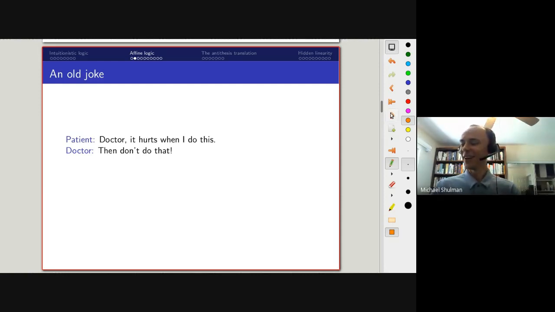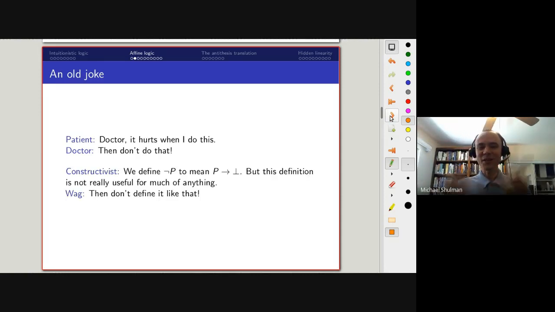So analogous to that, you might respond to the constructivist who says, well, we define negation to be P implies false, but then this definition of negation isn't really useful for anything. Well, don't define negation like that. If you want to define negation in a better way, how else could we define negation?